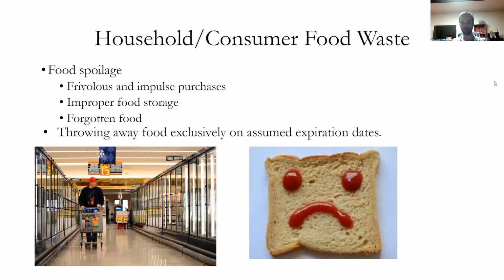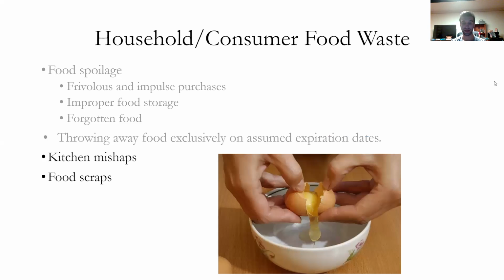So there's also household and consumer food waste, such as food spoilage. If you're impulse buying, like, oh man, I'm definitely gonna eat apples this week, even though you don't, and then you buy it. Well, if you just let it sit there, obviously it's gonna rot. Improper food storage: if you don't know how to properly store fruits, vegetables, breads, whatever it is, it's more likely to go bad faster, as well as just forgotten food. Also throwing away food exclusively on assumed expiration dates. Kitchen mishaps and food scraps, although those are a little bit harder to control, especially the kitchen mishaps.